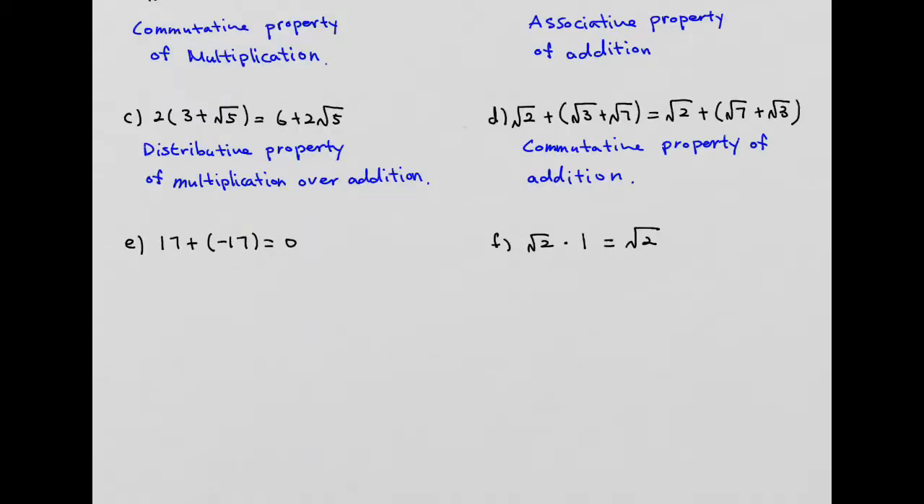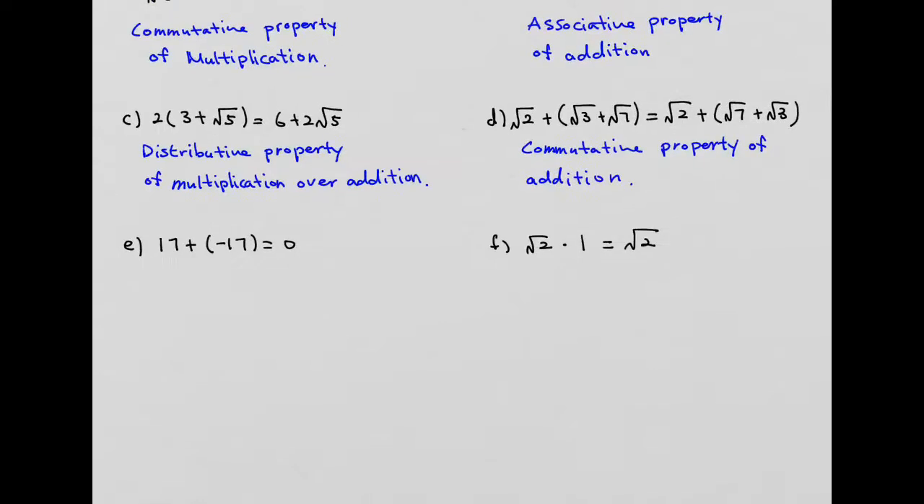The next one, we have 17 plus negative 17 is equal to 0. What I notice is this is 17 and this is negative 17, they're inverses. So this is going to be called the inverse property of addition because you're adding.